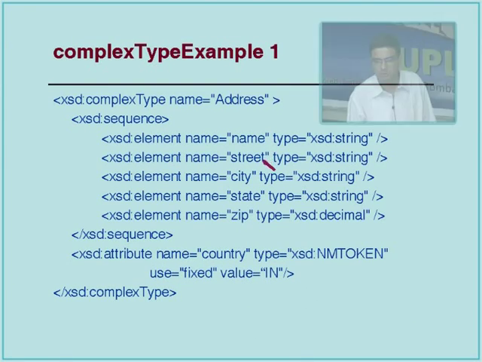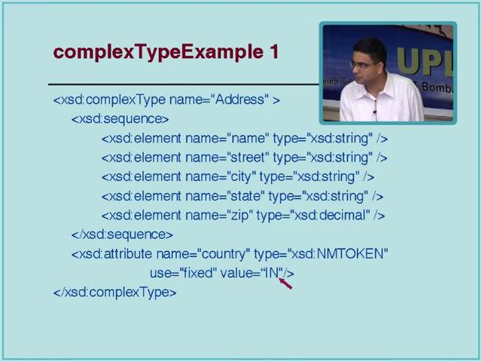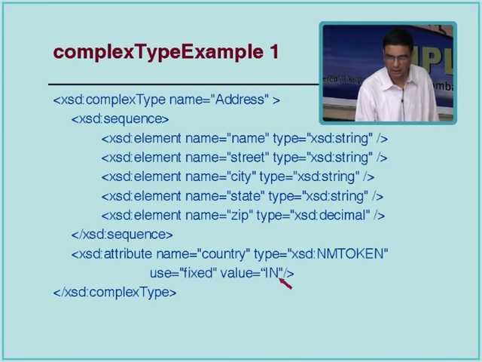So this has a name, street, city, state, zip. It would be a nice way of being able to define addresses. Now here it also has an attribute which is country. Because it's an Indian address, I am going to fix it to a particular token which is IN, standing for India. So I don't have to explicitly specify this attribute every time I use address.